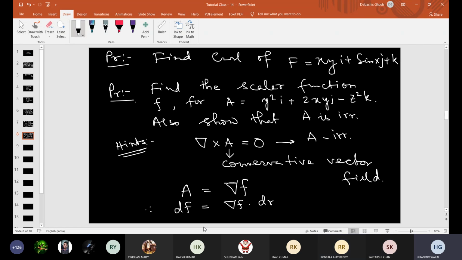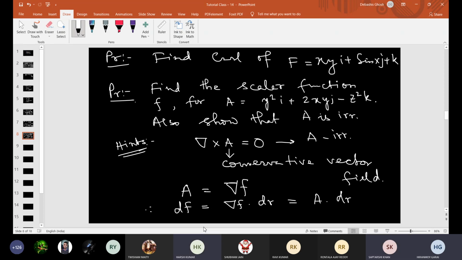We have the relation between the directional derivative and the gradient of a scalar valued function. You're getting df equals gradient of f dot dr. Now this gradient of f is your A, so df is A dot dr, where dr is i dx plus j dy plus k dz. The vector A is given, so now we just rearrange and integrate. That will give you the f function. So that is one process by which we can compute the scalar valued function.